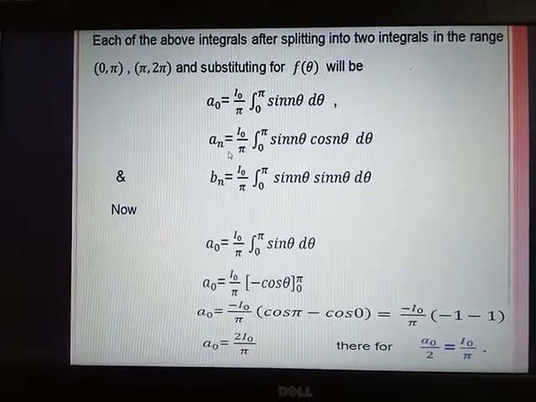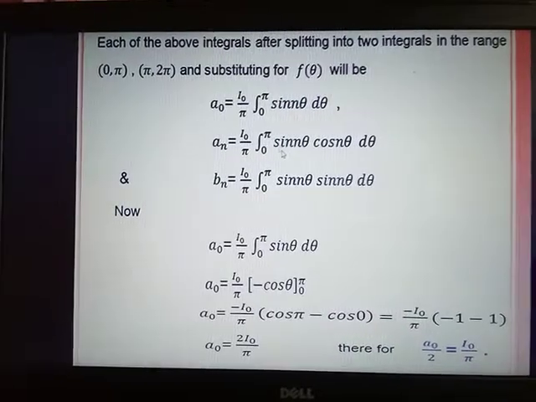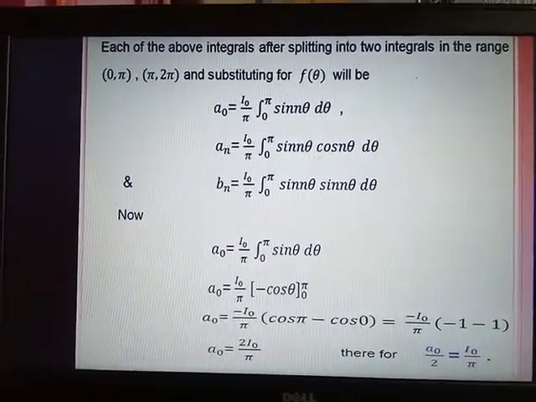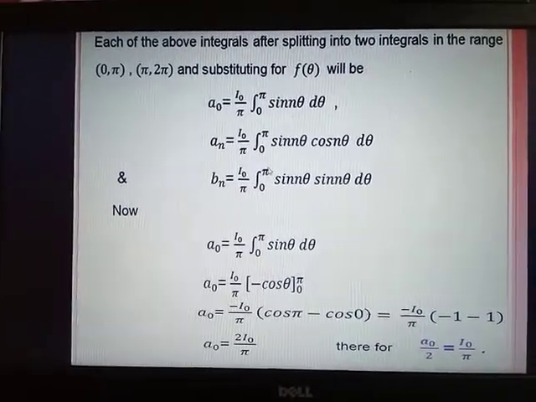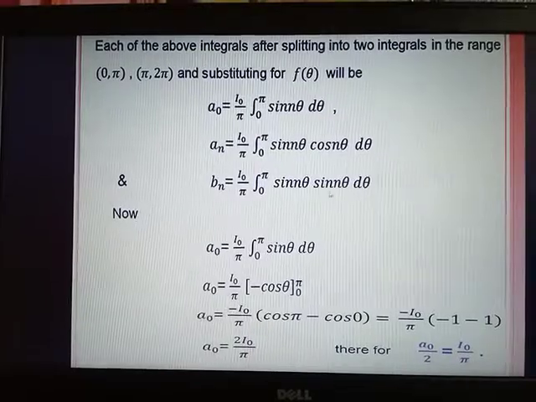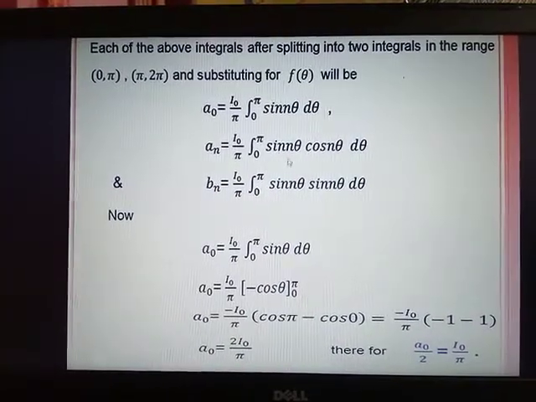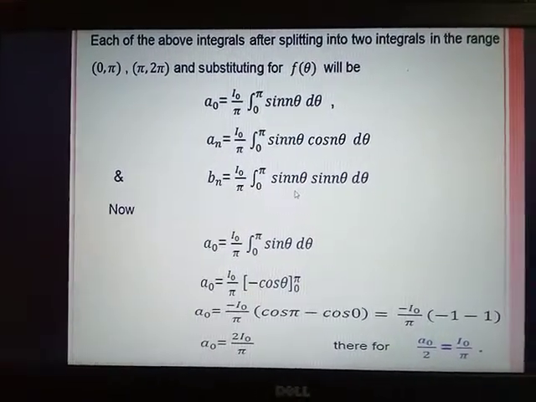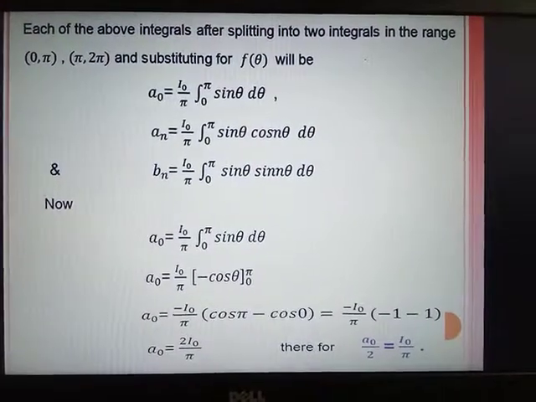Similarly, an is equal to I naught by pi integration from 0 to pi sin theta into cos n theta d theta, and bn is equal to I naught by pi integration from 0 to pi sin theta into sin n theta d theta. Sorry, it is only sin theta, not sin n theta, it is also sin theta. Wait, see, now it is correct.